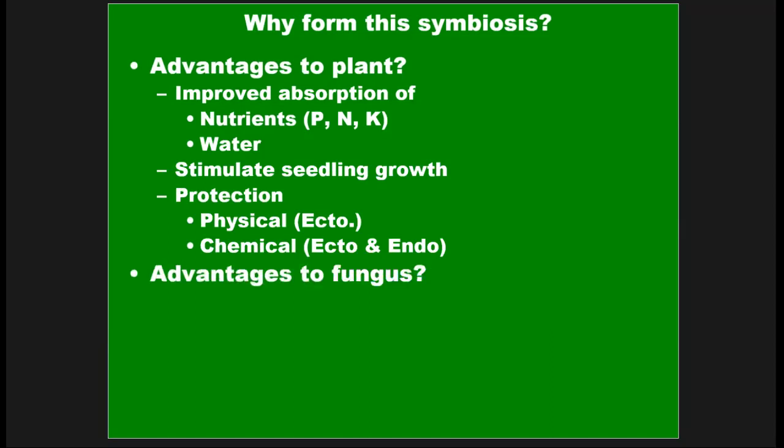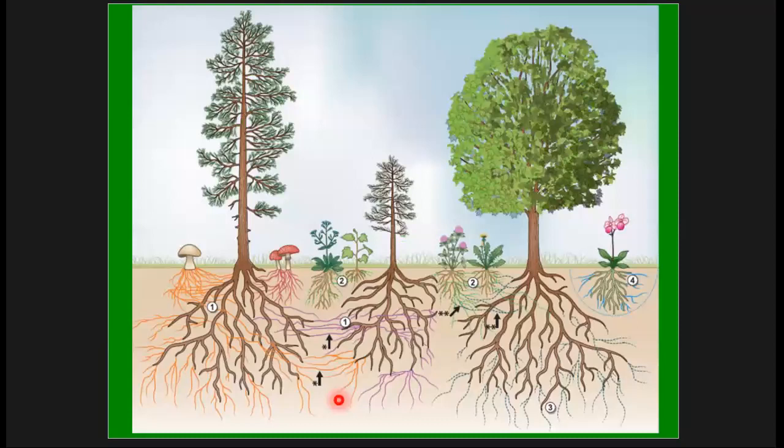And the fungus does win as well, because the fungus gets a lot of nutrition from the plant. In fact, when they assess how much sugar the plant gives to its fungal partner, it can be significant. Some studies show 40% of what the plant makes in terms of sugar through photosynthesis, 40% can end up going down into the roots and to the fungal partner. So the fungus is definitely getting fed and fed well. So it's a win-win relationship.